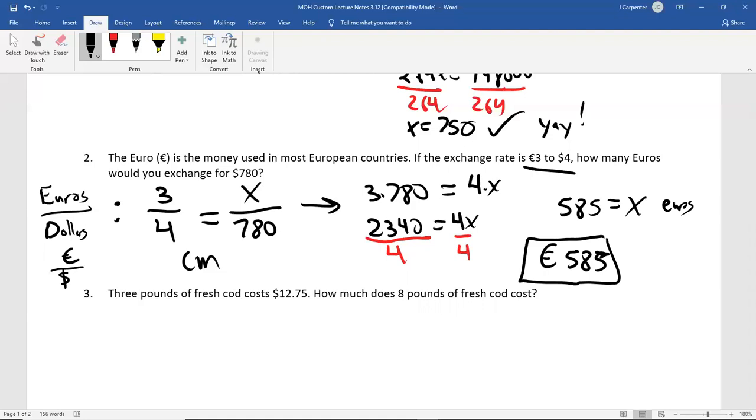That might be the worst euro symbol I've ever written. There we go. That's a little better.